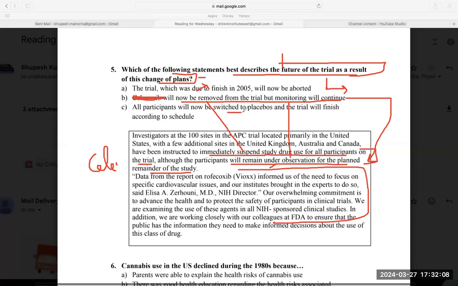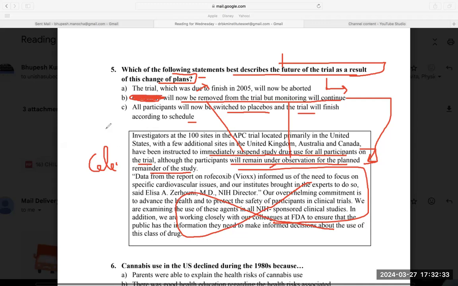All the participants will now be switched to placebos and trial will finish according to the schedule. They are not finishing the trial. They are not doing it according to schedule. Neither are they talking about any placebo. I cannot find the word placebo as well. Anyhow, I remember this question as well because I know this word is given wrong.